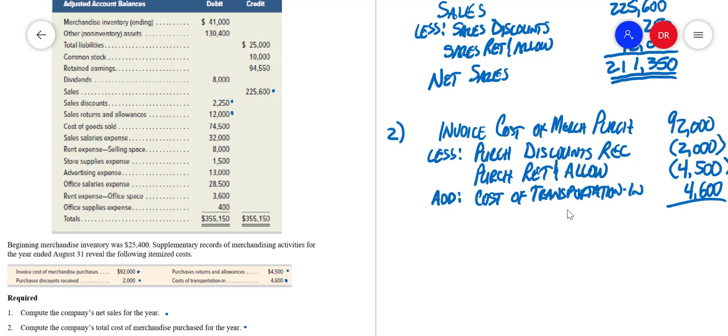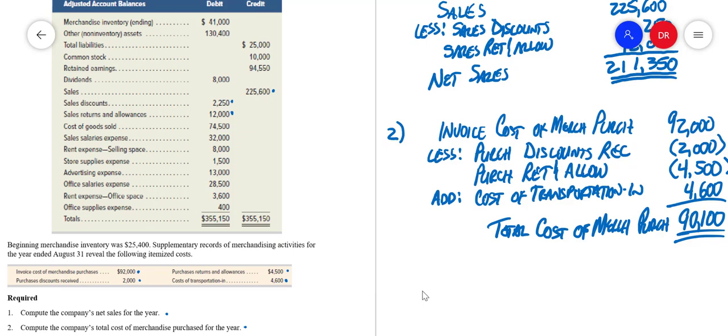So the total cost of merchandise purchased for the year is going to be $90,100. Okay, so that's what we have, $90,100.